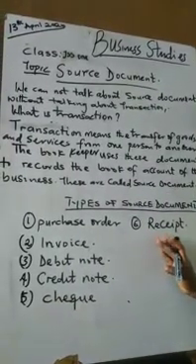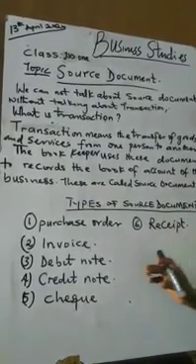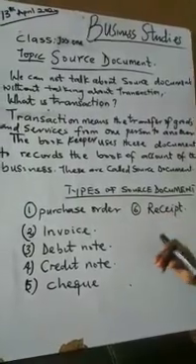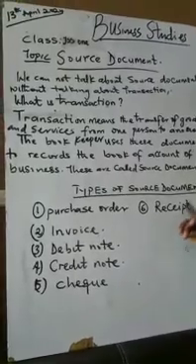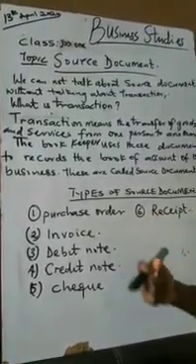Receipt. What is a receipt? It's a document that is issued to the buyer by the seller that a sum of money has been paid in respect to goods bought or received. A receipt is evidence of payment.